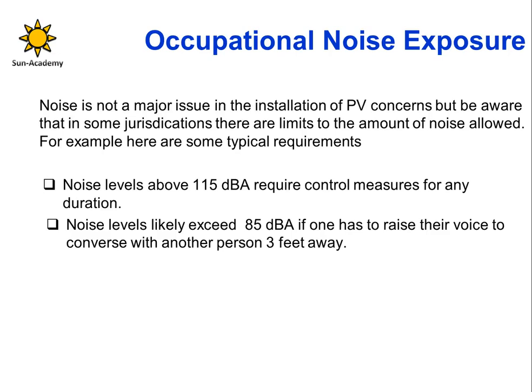Occupational noise exposure. Noise is not a major issue in the installation of PV, but be aware that in some jurisdictions there are limits to the amount of noise allowed. For example, some typical requirements: noise levels above 115 decibels require control measures for any duration, and noise levels likely to exceed 85 decibels, that is, if one has to raise their voice to converse with another person 3 feet away, require noise protection.